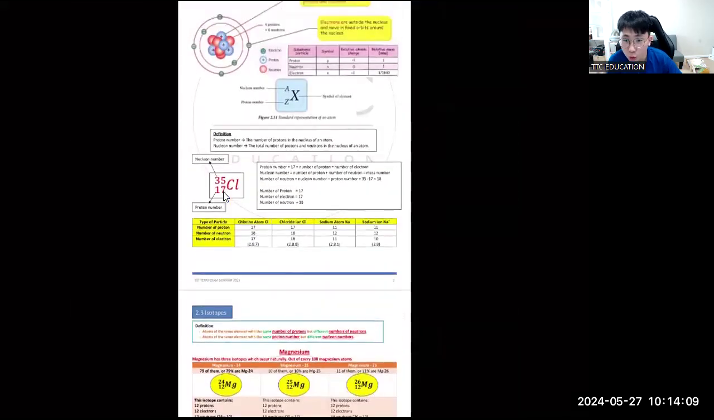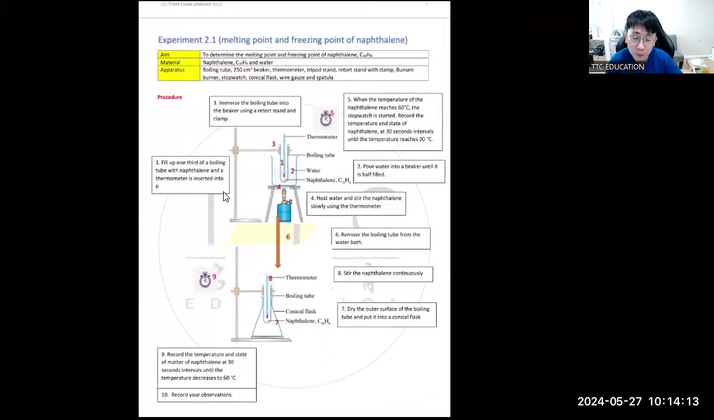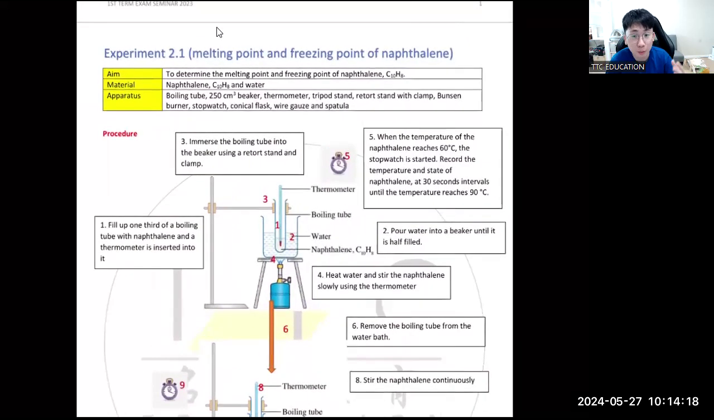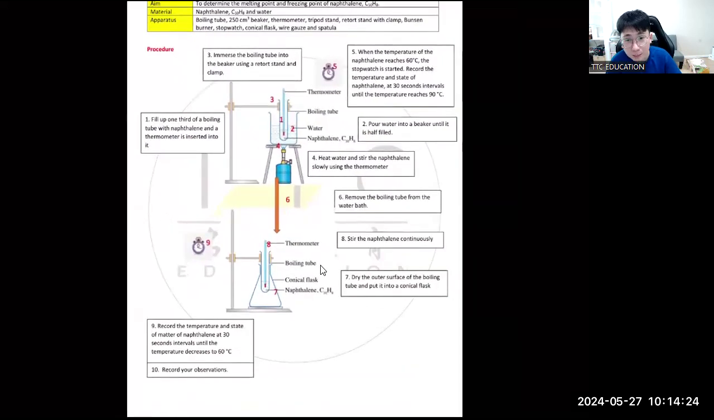So I try to go through the categories we have. For chapter 2, what we have for experiment is your heating and cooling curve, which is the melting point and freezing point of naphthalene. That's why we give you the procedure just in case, because I think in the first exam they won't ask you the procedure, but just in case.